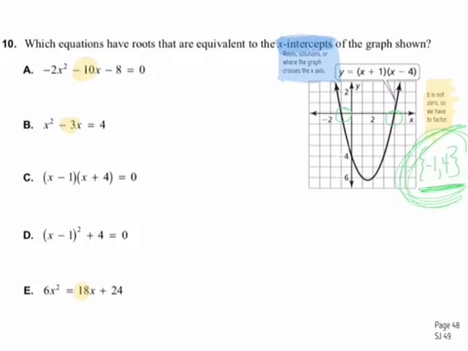So when I write yes or no, that's why I write yes or no, because if I write yes, that means they have these same solutions. If I write no, then they do not. Okay, so I want to do the ones that are the quickest first.